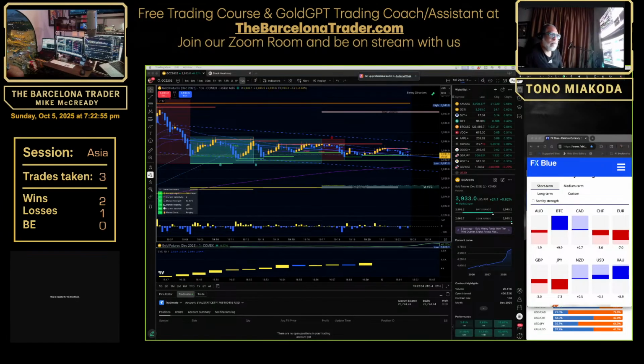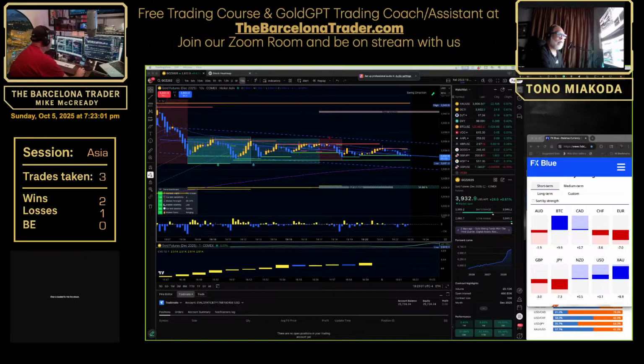Looks like I might want to break down here. But the gold is still so much stronger. I don't understand why it's even coming down. Unless it's a liquidity grab again, you know?